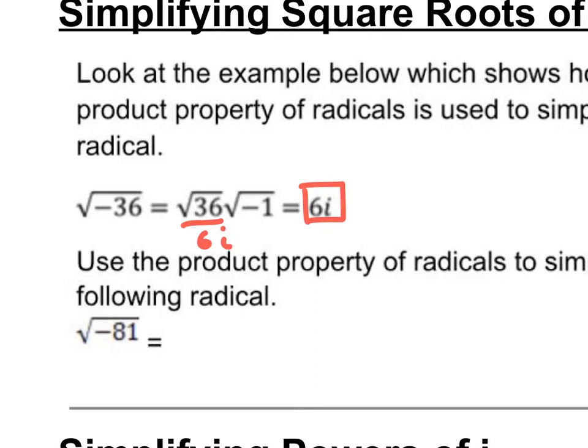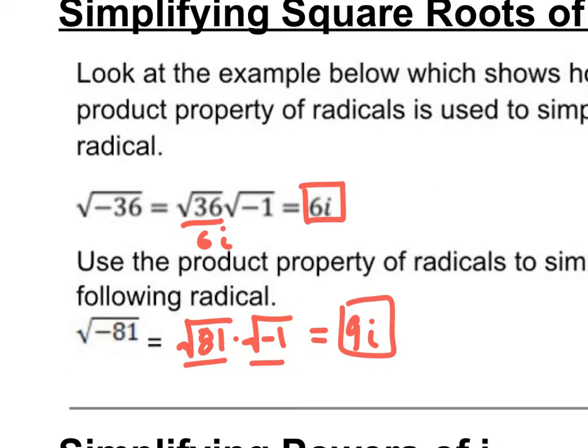Let's do the same thing for the square root of -81. If I were to evaluate this, I would rewrite it as the square root of 81 times the square root of -1. I can evaluate the square root of 81, and that gives me 9. And the square root of -1 gives me i. So it's really not too bad. The big thing is this step here, going from here to here, and understanding that the square root of -1 is equal to i.